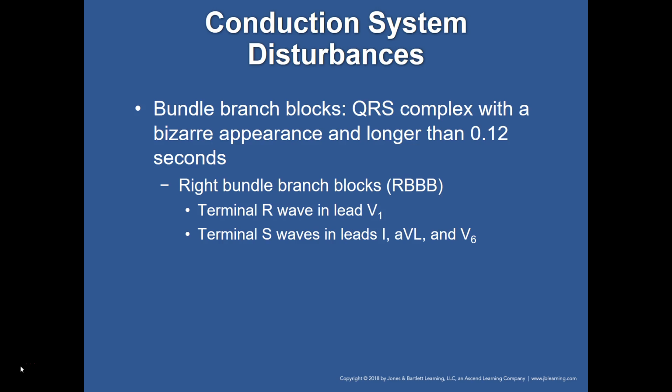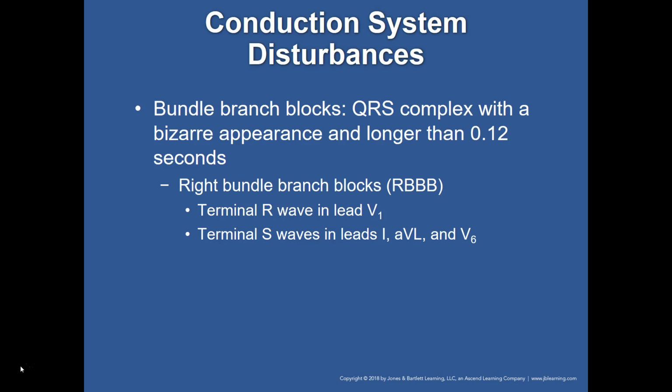So by definition, number one, bundle branch blocks: the QRS complex has a bizarre appearance and is longer than 0.12. So it needs to be longer than 0.12 for it to be labeled a bundle branch block. That is one of the specifics, because otherwise everything is operating as it should be, and there's not going to be any issues, right?